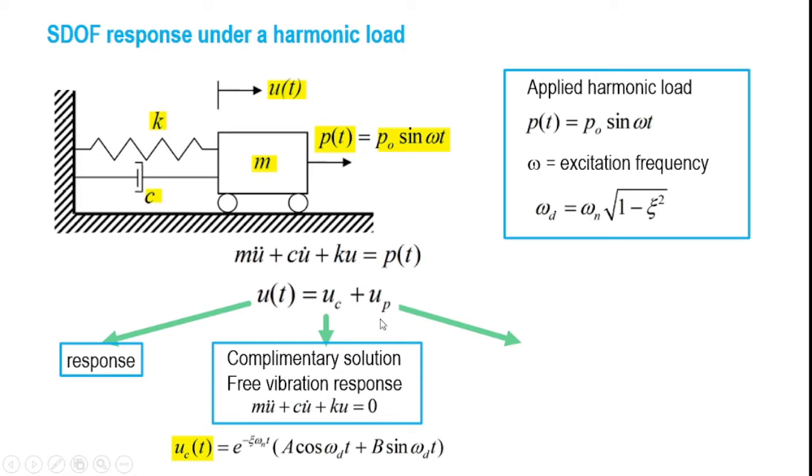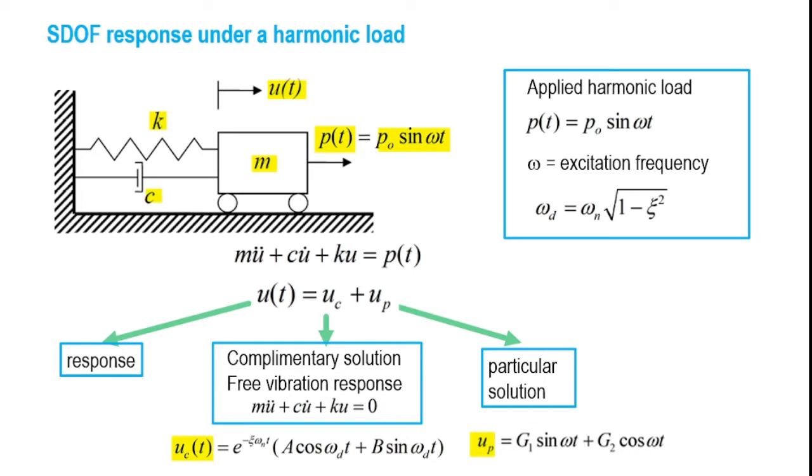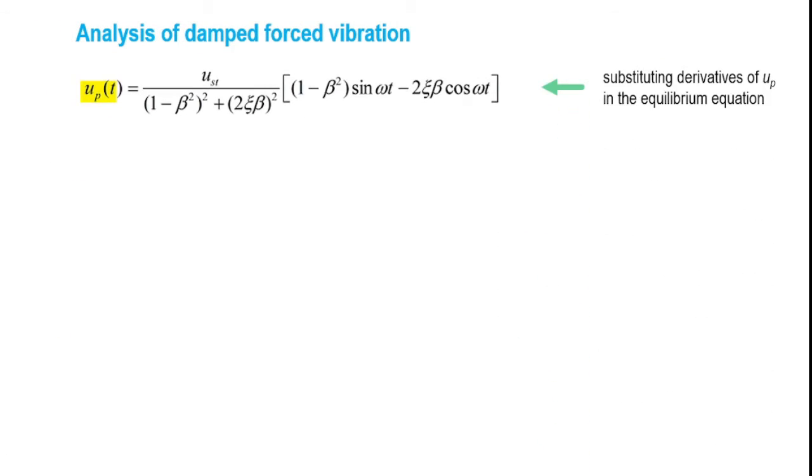Now let us discuss the particular solution. The particular solution is given by up equal to G1 sine omega t plus G2 cos omega t. Now we have an expression for uc, we have an expression for up, and we can obtain the total response u(t) as uc plus up. Now we know that the particular solution up should satisfy the equation m u double dot plus c u dot plus k u equal to P0 sine omega t.